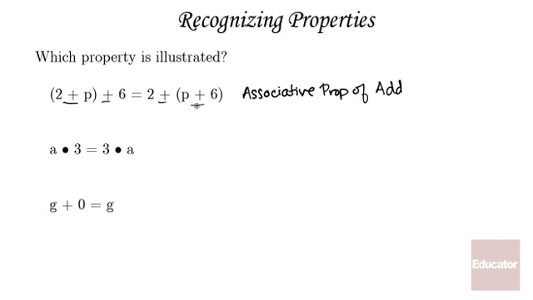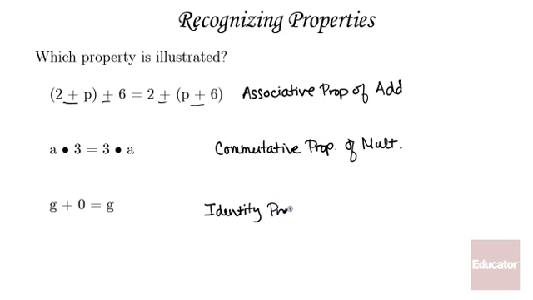Next, a times 3 equals 3 times a. The placement of the numbers and the variables have switched. So this is the commutative property of multiplication. And then lastly, we have g plus 0 equals g. So we start out with g, add 0, and you end up with g still. So this is the identity property of addition.